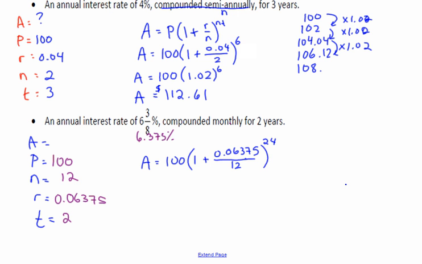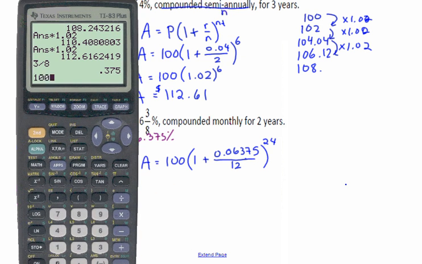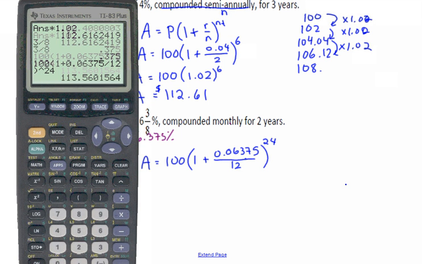Now, could you just type this in all at once? Yeah. 100 times 1 plus 0.06375 divided by 12, then close the bracket, to the power of 24. 113.56. You get the same thing?